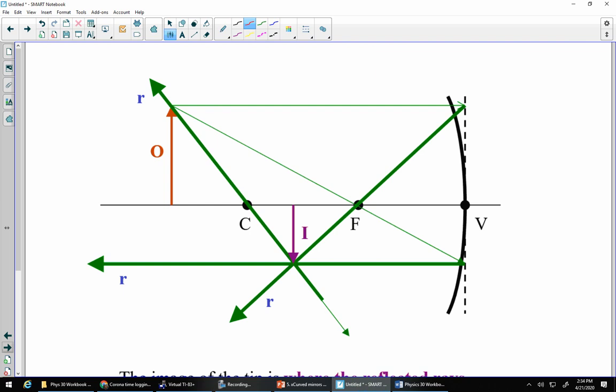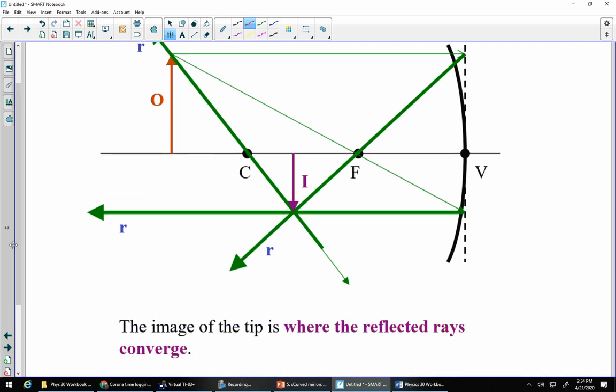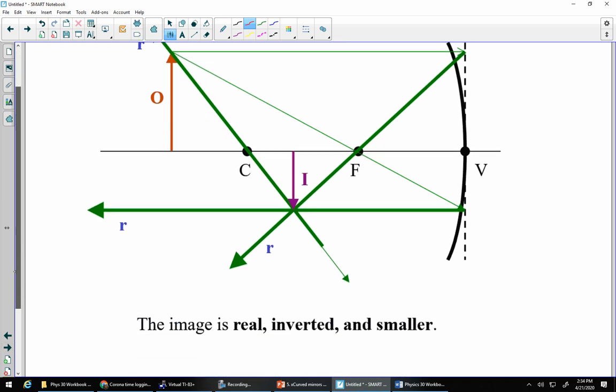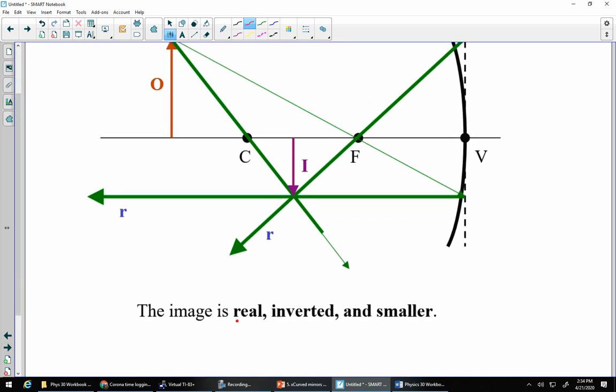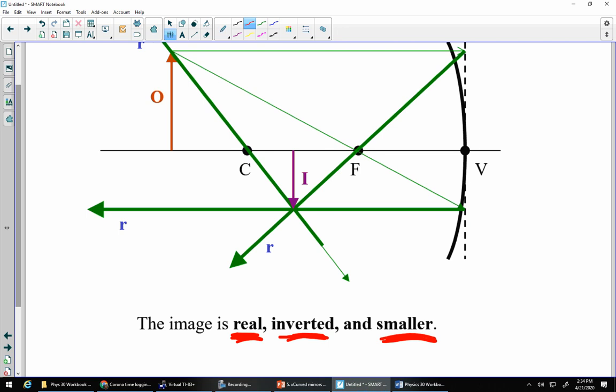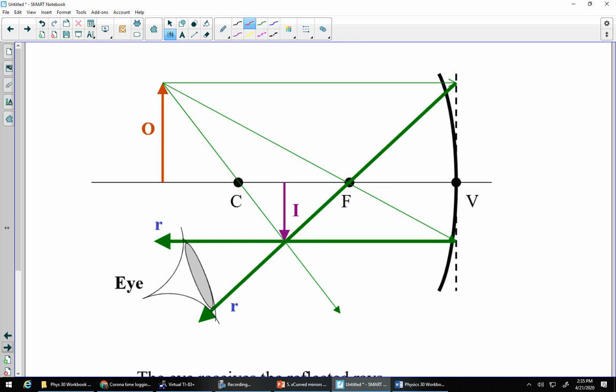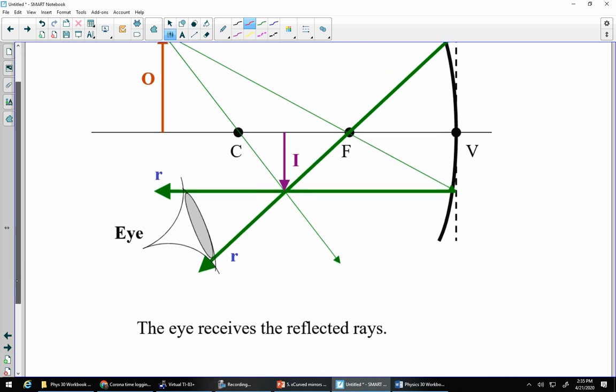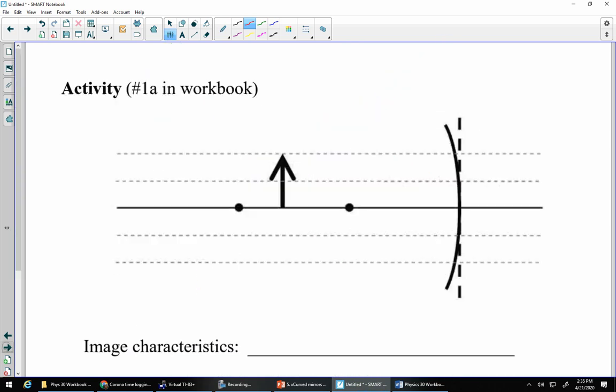All right, same idea. So what we need to be able to do, again, is describe. First off, figure out what's going to happen with this image, what it's going to look like. But we also want to describe some of the characteristics. So this one, it is all real light rays. It is going to be upside down compared to the original, so inverted, and it's also smaller compared to the original. So those are things that we can do to describe it. The original object is what we're looking at. Cool. So I hope that makes sense for folks. Again, if we want to draw, the eye has to pick up on at least two of those reflected rays.